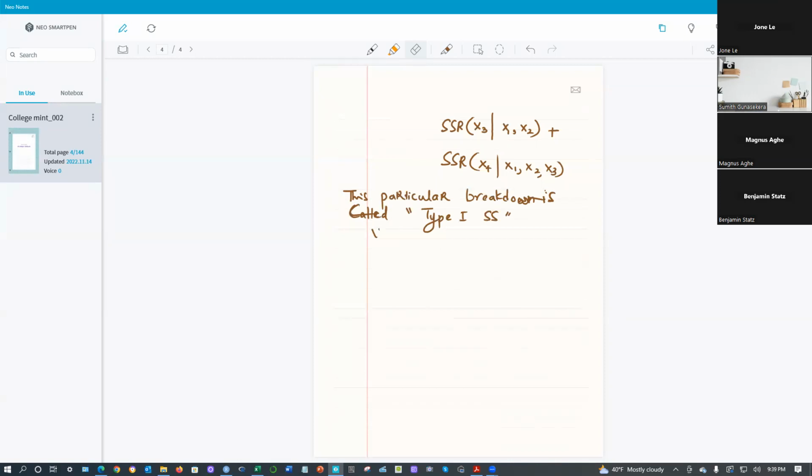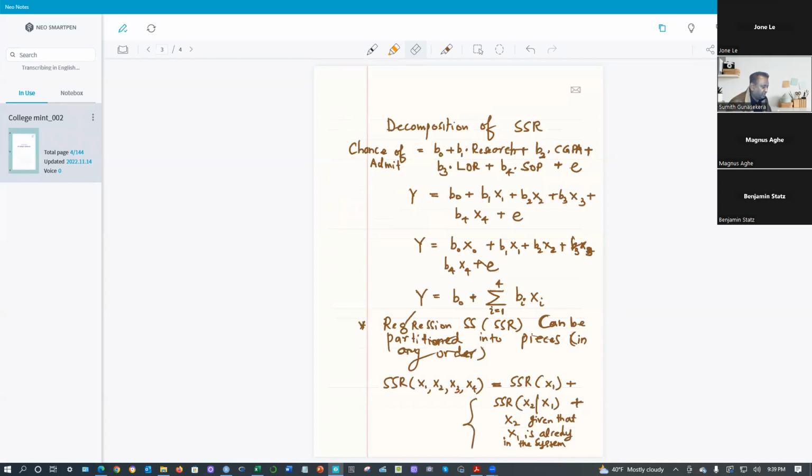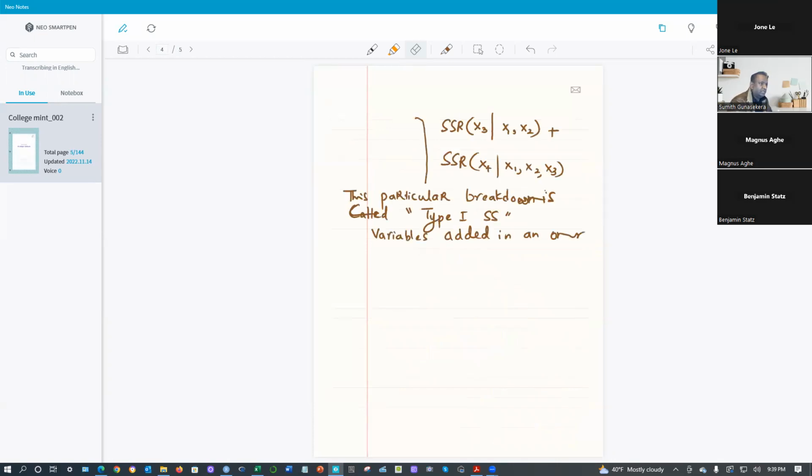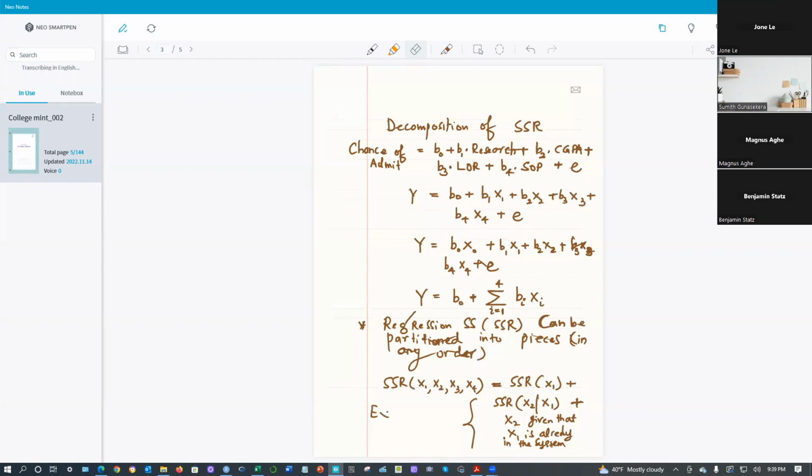That means variables added in an order. These are called extra sums of squares, or sequential sums of squares.